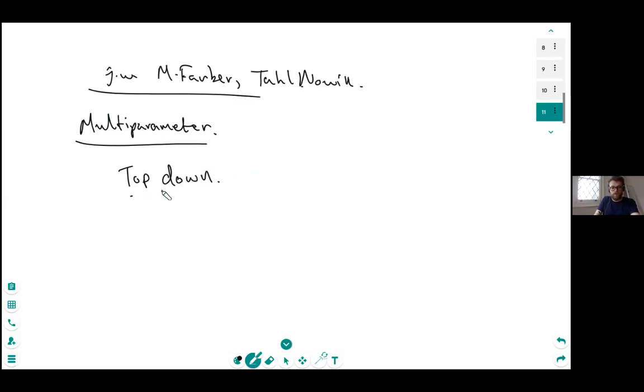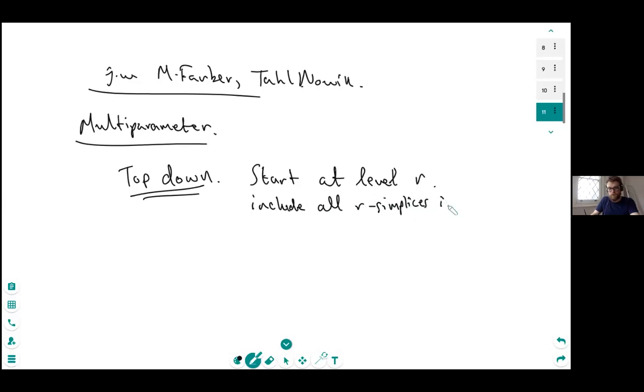So we start at level r, and we include all r simplices independently with probability p r. So we include the r simplex and subfaces because we want a simplicial complex. So I look at all r plus one tuples from a set of size n, and I say, do I want to include this or do I not?